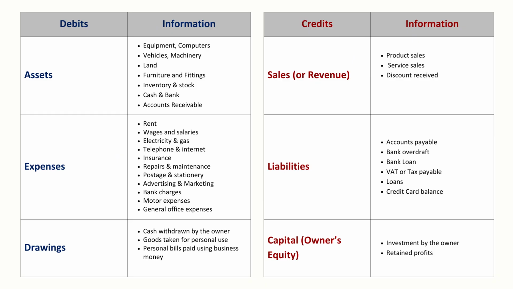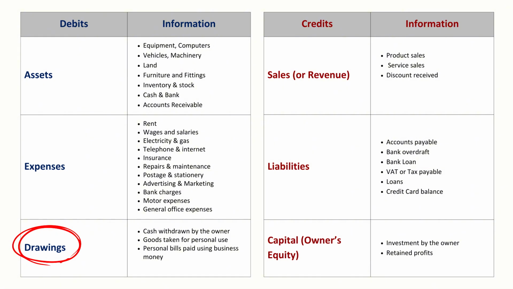To remember how each type of account behaves, it helps to understand what increases or decreases them. Debit side. Assets. When the business owns or receives something of value, we debit the asset account. Example, buying equipment or a vehicle. Expenses. When the business spends money or incurs a cost, we debit the expense account. Example, paying rent, wages, or electricity bills.